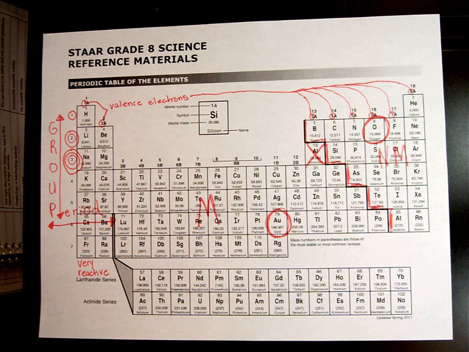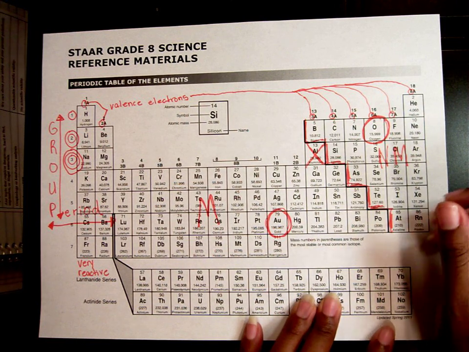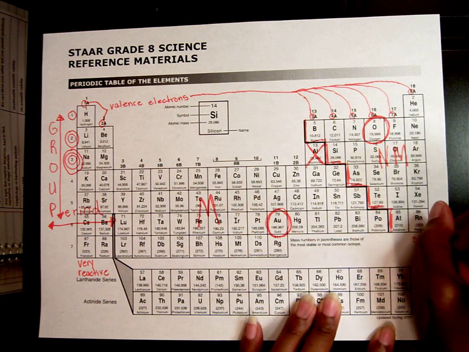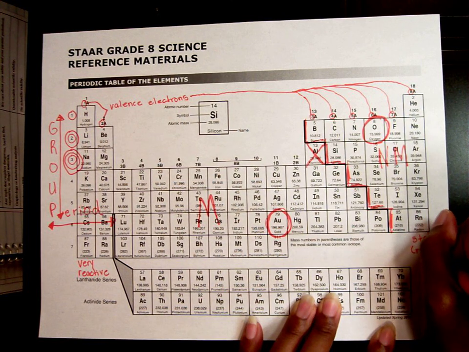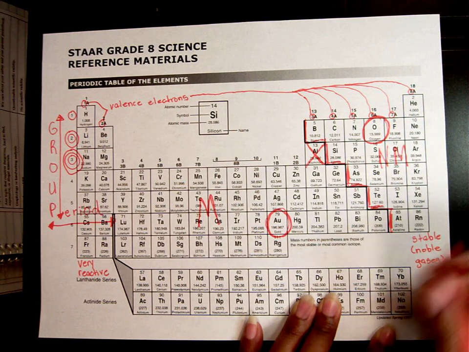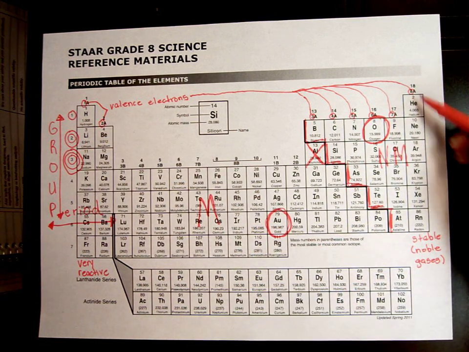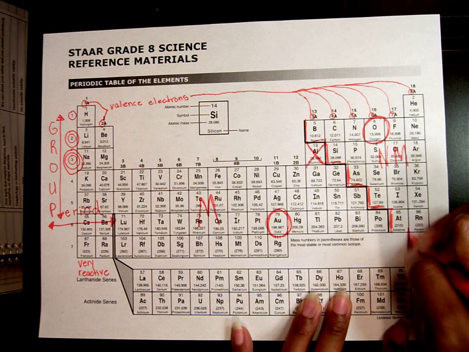Okay? Coming along this way, we have group 18, which are stable. They are the noble gases. They have 8 valence electrons. They are stable, which means they can't take any more electrons. They're full. They're stable. They're non-reactive. Okay. I'll draw this line here.